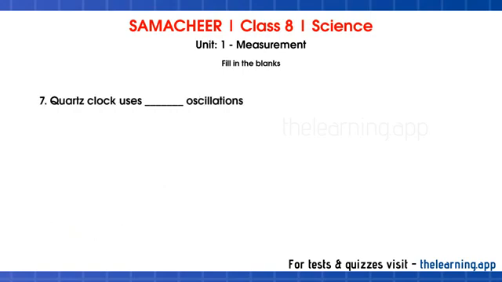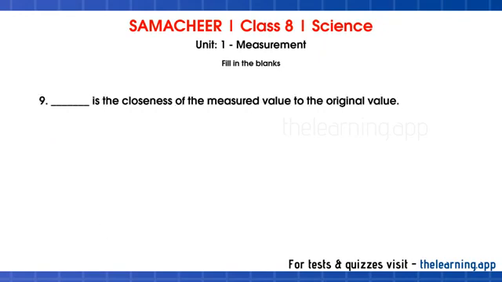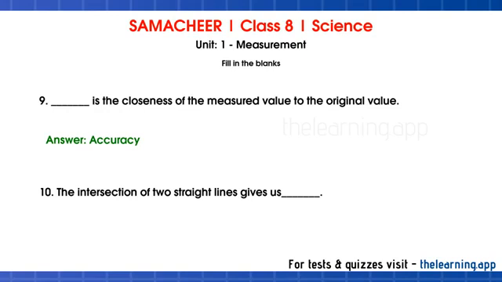Question 7. Quartz clock uses dash oscillations. Correct answer is electronic. Question 8. The uncertainty in measurement is called as dash. Correct answer is errors. Question 9. Dash is the closeness of the measured value to the original value. Correct answer is accuracy. Question 10. The intersection of two straight lines gives us dash. Correct answer is plane angle.